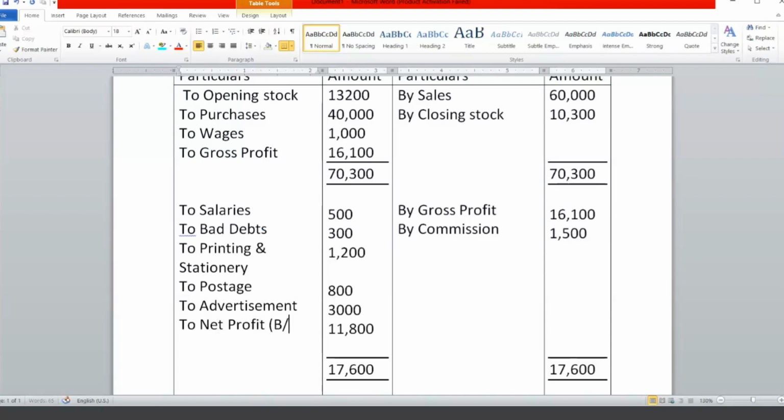It will be carried forward or transferred to the balance sheet. Here is the net profit. Just have a glance once. Check it out fully. Then we can prepare the balance sheet. Opening stock, purchases, wages, whatever direct expenses, direct transactions were there, those will be shown in the trading account. Indirect expenses, indirect revenue will be shown in the profit and loss account. Clear? Now let's prepare the balance sheet.